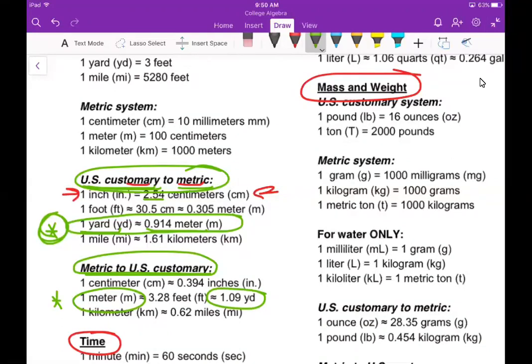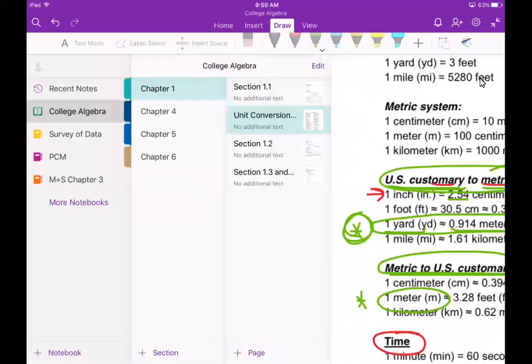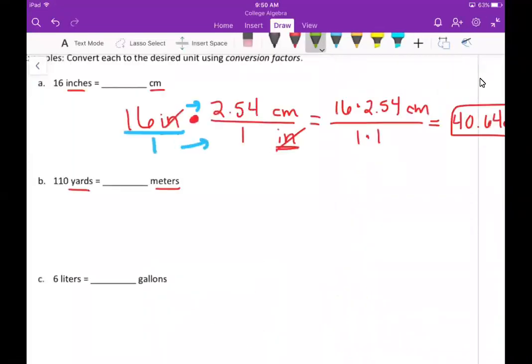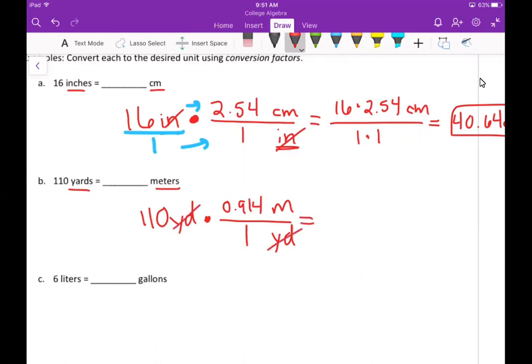So 1 yard is about 0.914 meters. So if you use that one, we should have set it up over here then as writing down the original amount. Make sure your conversion factor has yards on the bottom and meters in the numerator. And here it was 0.914 meters for 1 yard. So again, yards will cancel. Perfect, I've set it up correctly. And now I just need to take 110 times 0.914 and round it to the nearest hundredth. That is 100.54 meters. And I've got it.